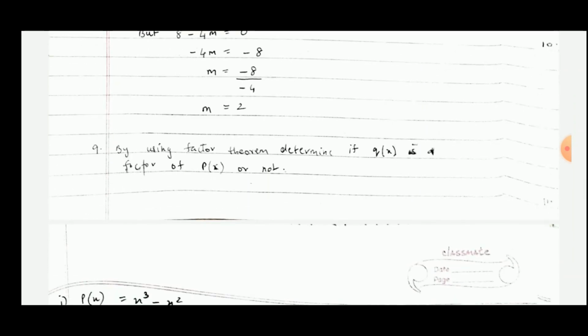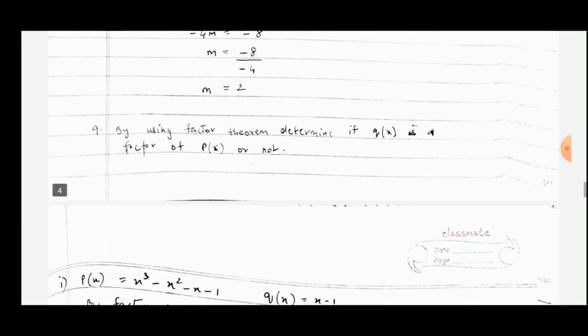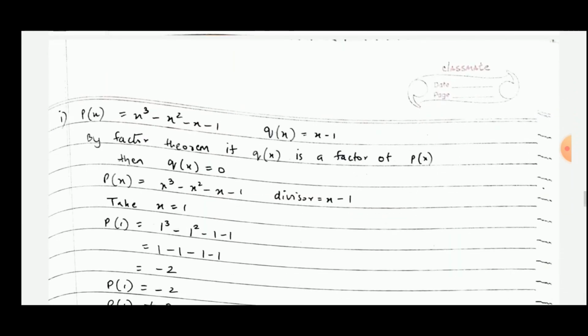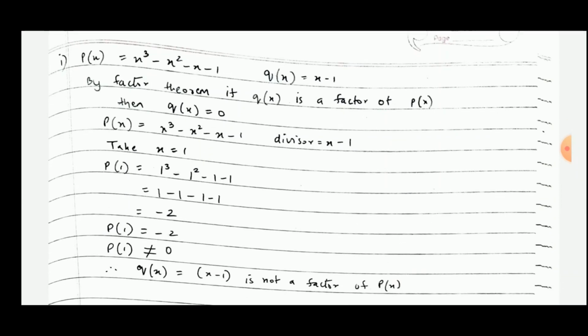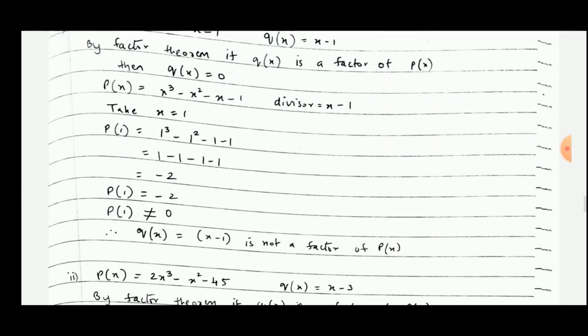Now ninth sum, by using factor theorem in the following example, determine whether q(x) is a factor of p(x) or not. Now the second polynomial q(x) is equal to x minus 1. So you substitute x is equal to 1 in p, and if you get the value of the polynomial as 0, then the second polynomial q is a factor. Now here we find out that the value of the polynomial p is not equal to 0. Therefore, x minus 1 is not a factor of p.